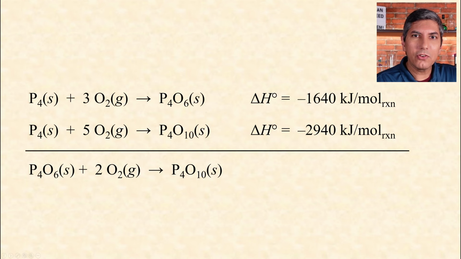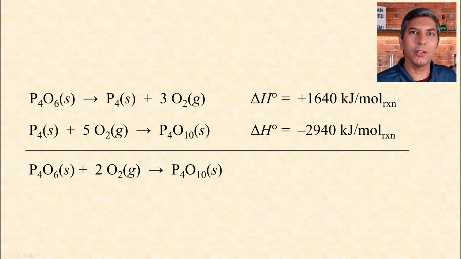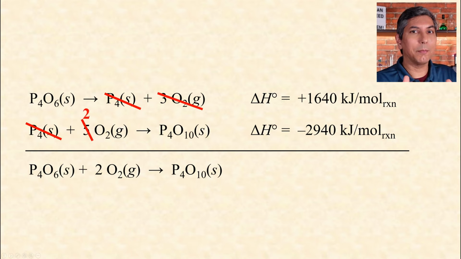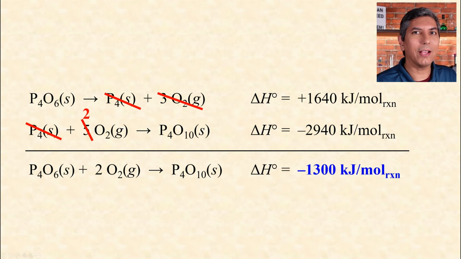If we flip equation number 1, we can change the sign on delta H. It was a negative value, now it's positive 1,640. At this point, the first two equations can be added together to give the third equation. We cancel the P4 molecules on both sides, and 3 oxygen molecules on both sides can cancel out. The first two equations do indeed add up to give us the third equation. That means we can add the two delta H values together and find that the delta H of the third equation is negative 1,300 kilojoules per mole of reaction.